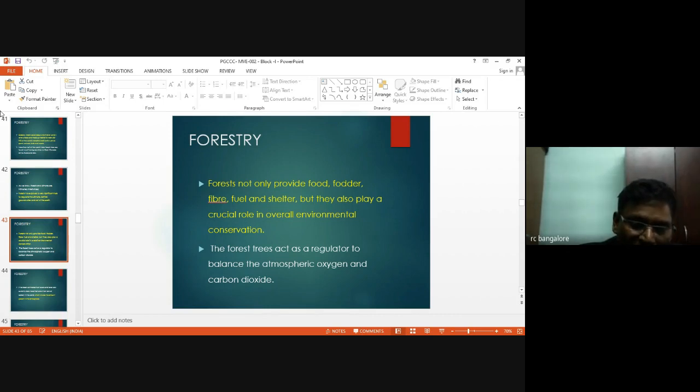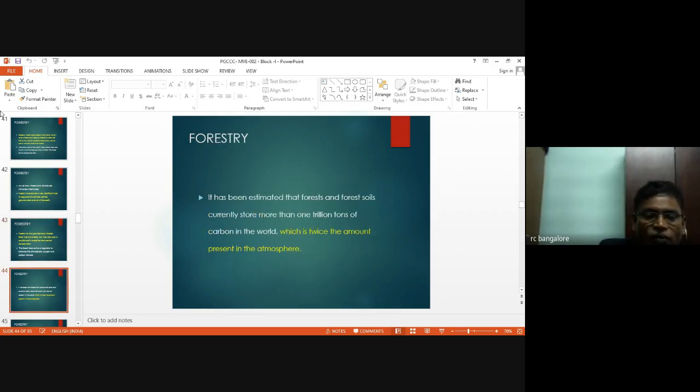The trees and the plants in the forest are used as a raw material for the synthesis of food and release the oxygen, which is essential for animals and human beings. It has been estimated that forests and forest soils currently store more than 1 trillion tons of carbon in the world, which is twice the amount present in the atmosphere. So what will happen?